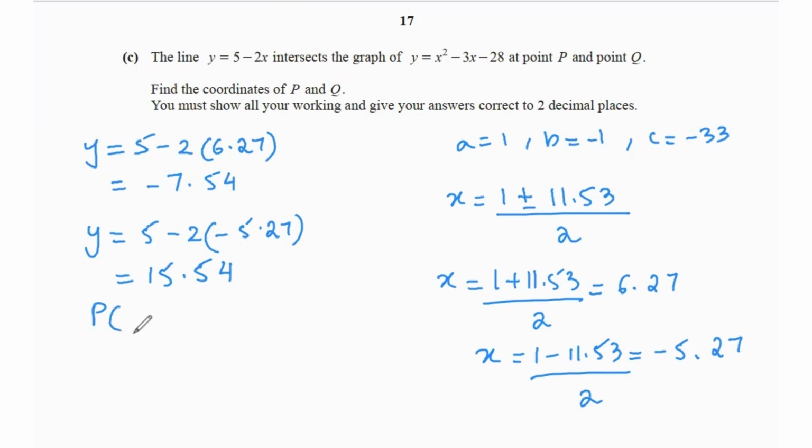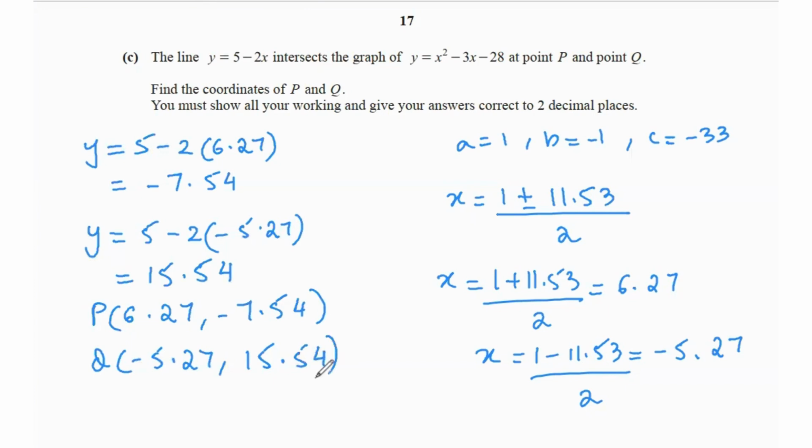So P is 6.27 and negative 7.54. And Q is negative 5.27 and 15.54. These are the coordinates of P and Q.